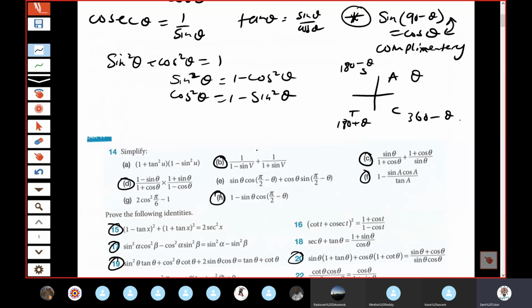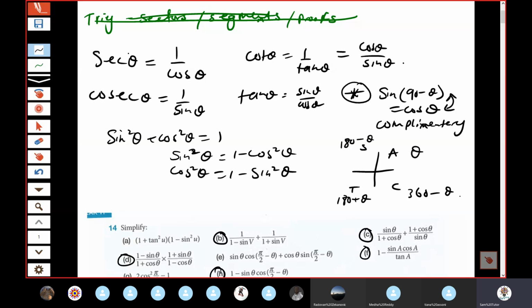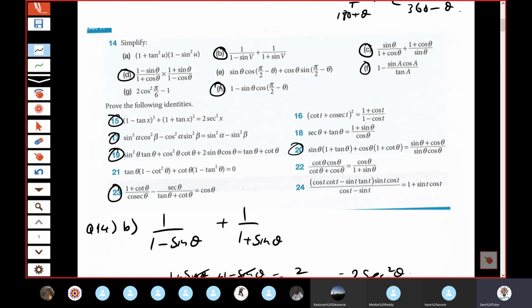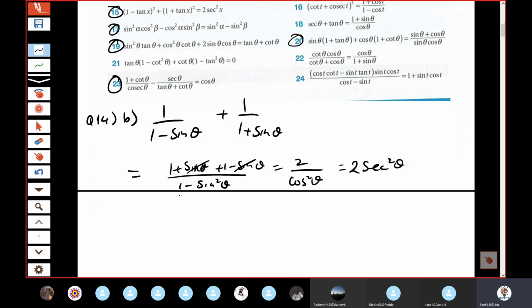So sec is 1 on cos. Squared, squared. Cubed, cubed. And so on. That's what I meant by you've got to really know your formulas. They've got to be 100%. There it is. Anyone have any questions?